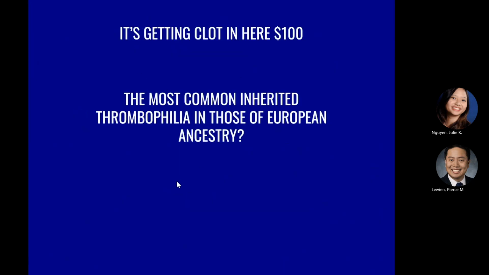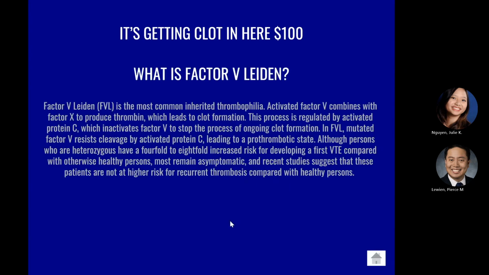The most common inherited thrombophilia in those of European ancestry. Number 10. Factor 5 Leiden. Yes, perfect. I guess one strong point to make is many people call this factor 5 deficiency. They say factor 5 Leiden deficiency, and that is by definition incorrect. So don't say that. It's not a deficient factor 5 Leiden, it's an atypical or an abnormal factor 5 Leiden.